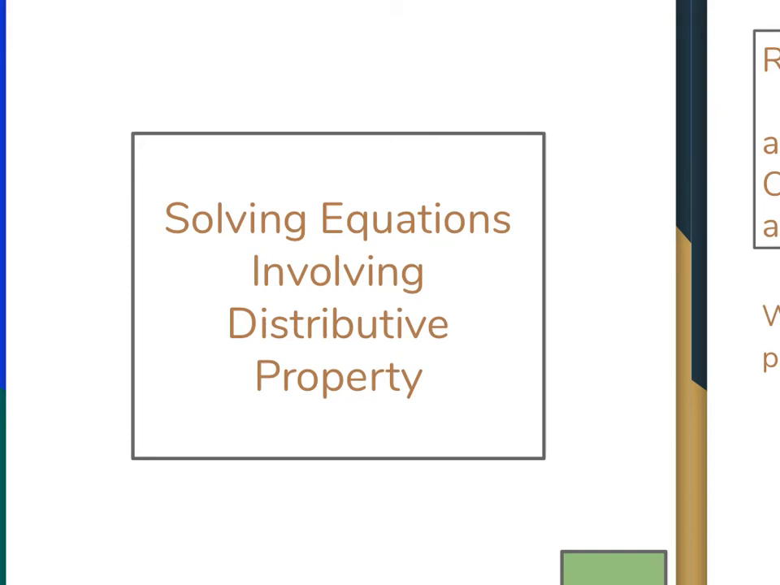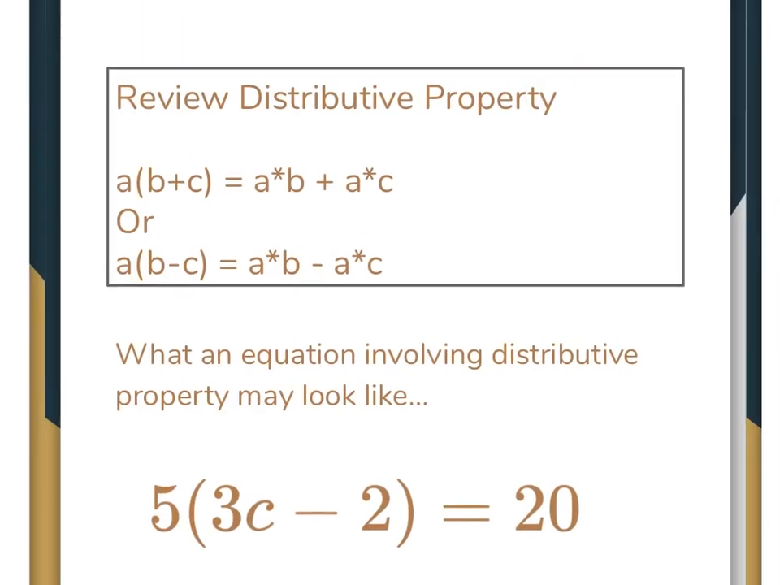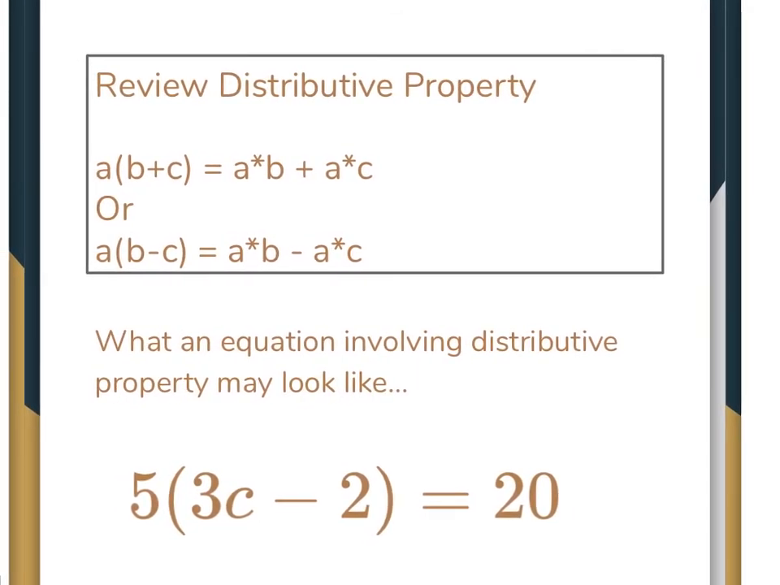Solving equations involving distributive property. Let's take a look. We need to remember our distributive property is when you have a term right outside of the parentheses that will be multiplied to each term inside the parentheses. So you can see right here, A is going to get multiplied with each term inside of the parentheses. So A times B and then A times C. Or if you have a subtraction here, we would still distribute A times B and A times C.